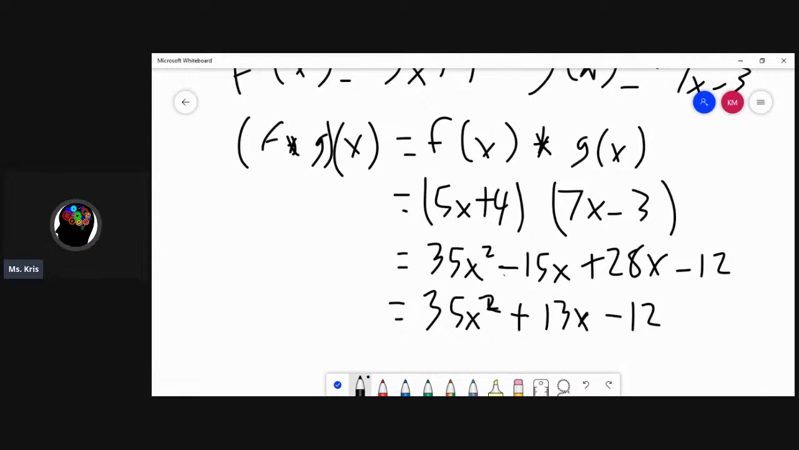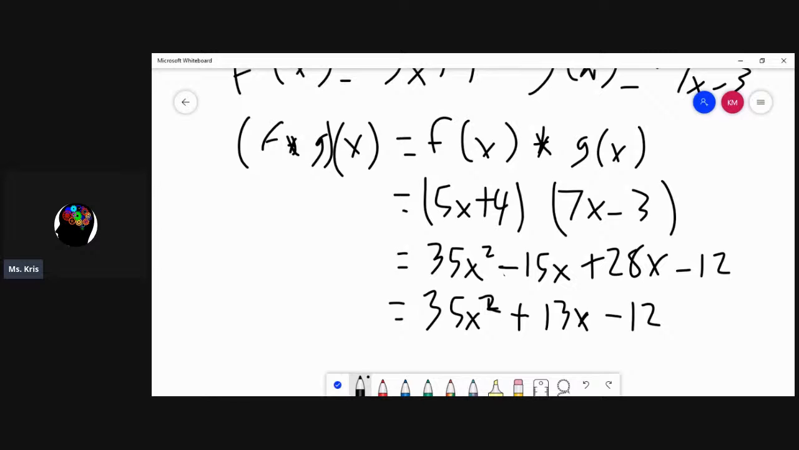Also, if you notice, everything is from f to g. It can be flipped from g to f, but whatever you do, make sure that whatever the question is asking for, that's exactly what you do.